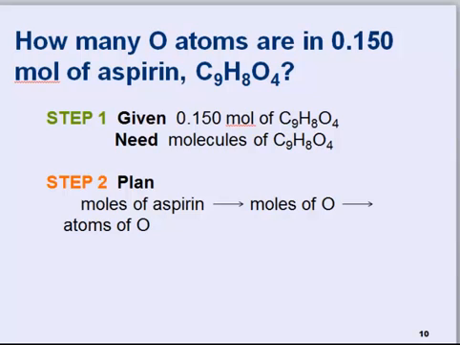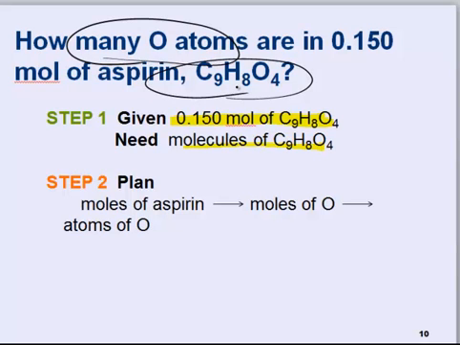So let's try to do a problem in which we ask: how many oxygen atoms are in 0.15 moles of aspirin? What is given to us is that this problem has 0.15 moles of aspirin, and what we need to find is the atoms of oxygen. So I tell students to read the question many times to see what is required. It's asking how many atoms of oxygen are present in these many moles of aspirin.